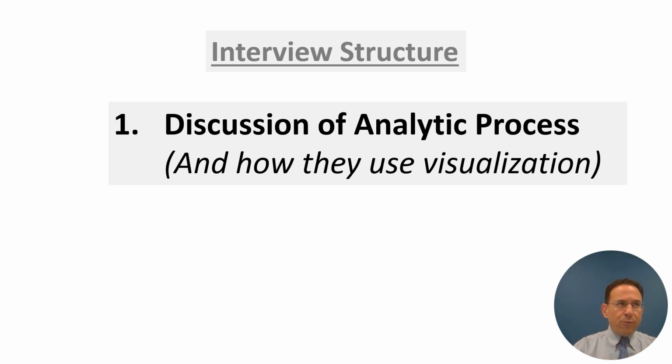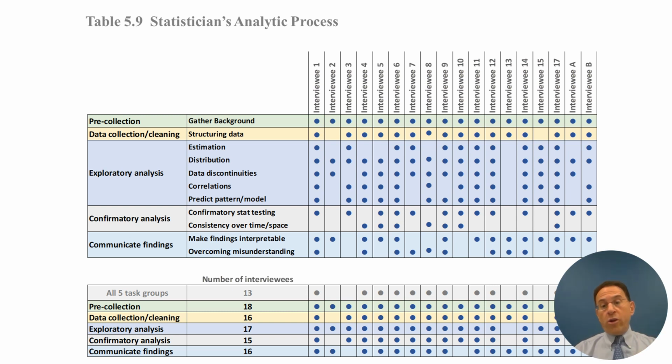So we presented them with the idea of being either given a data set or given a data task. How do you go from that to publication? And we used probing questions along the way to see whether they were using visualization for any of those steps. We found that there was broad agreement across participants in what the steps were. It's not that surprising: there's pre-collection phases, data collection and cleaning, exploratory analysis, confirmatory analysis, and then communicating out of findings.